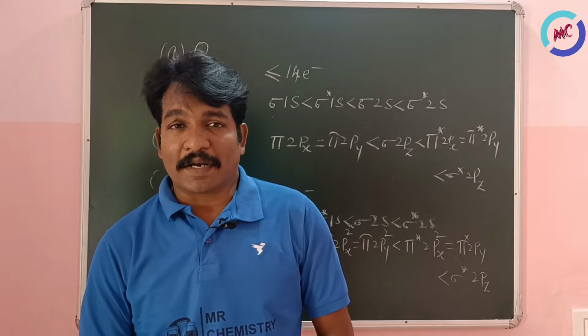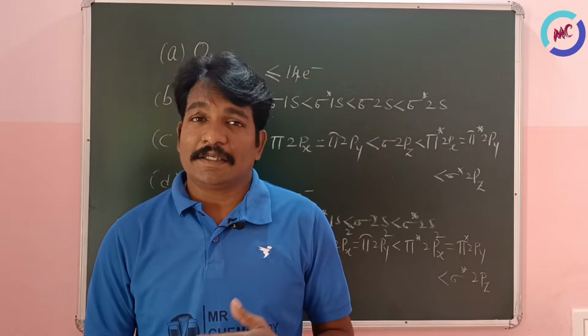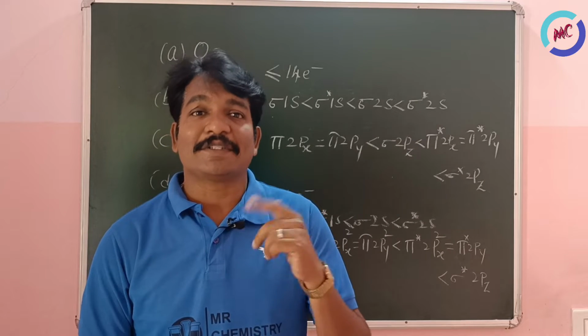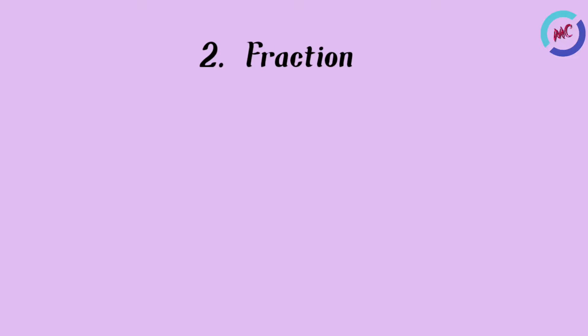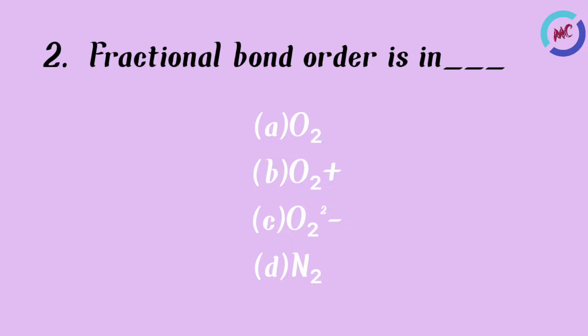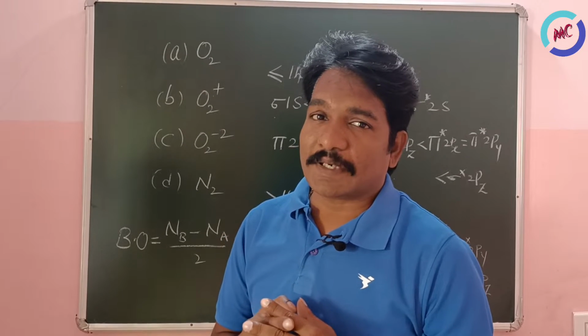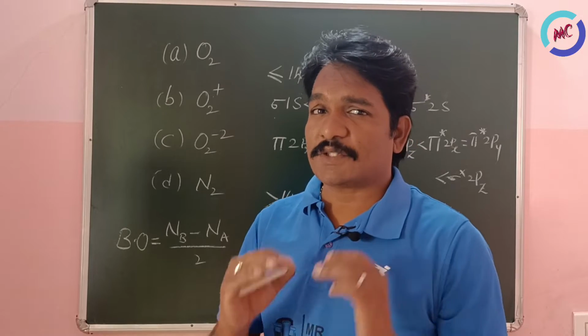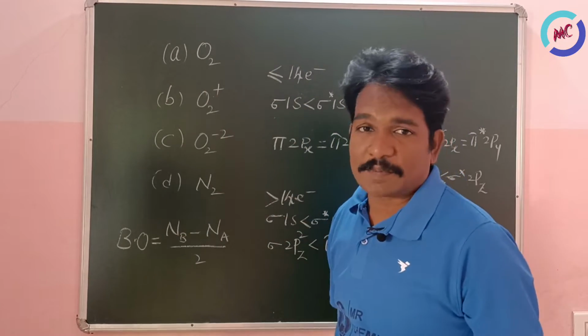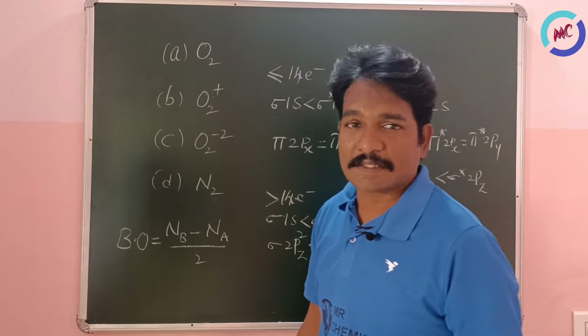Next question is based on fractional bond order. See here, few molecules have fractional bond order. Now we will check one question on that. Fractional bond order is in option A, O2, option B, O2 plus, option C, O2 minus 2, option D, N2. Here they are asking which one has fractional bond order. First we will find out the bond order present in all these 4 options. Later we will check which one has fractional bond order.